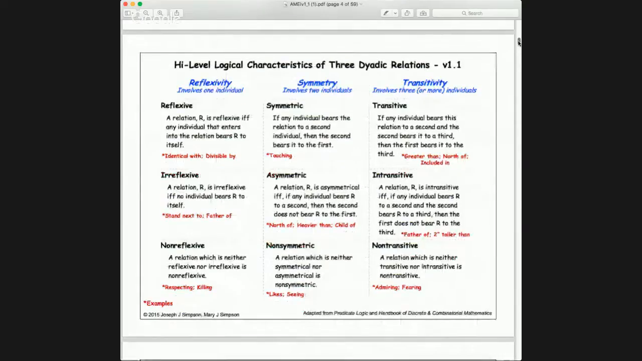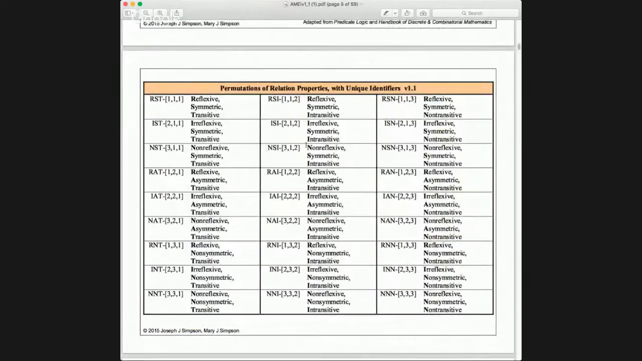Then we went through and created permutations of these relation properties that are necessary to map this whole logical territory, these logical concepts.